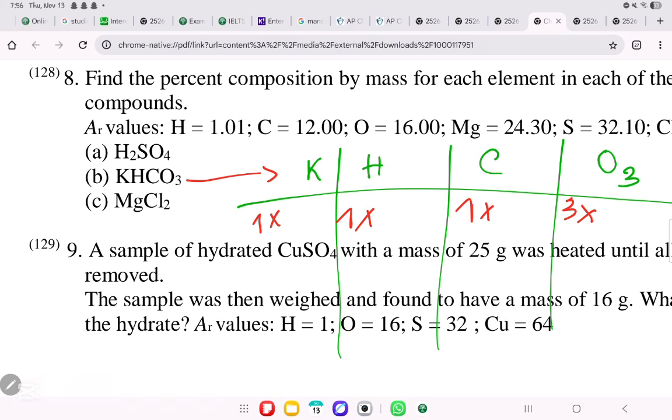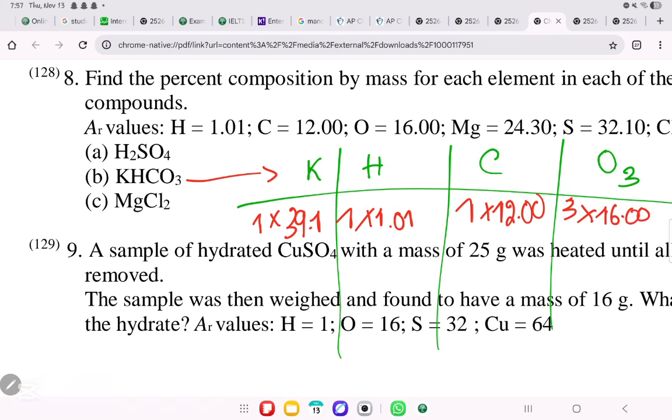So it's gonna be 1.01 for hydrogen. For carbon, it's gonna be 12.00. For oxygen, it's gonna be 16.00, and for potassium, it's gonna be 39.10. I can't move my screen, but I'm getting the answer, so 39.1 from the answer key, okay?